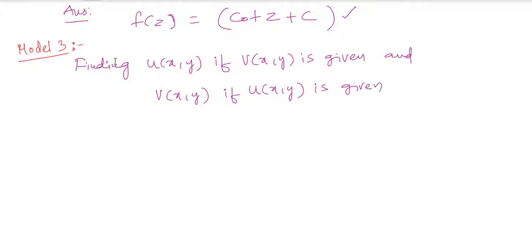This is the method. First, you calculate whether the given function f of z is analytic or not. Second model: if u of x comma y is given, then you calculate f of z in terms of z. But model 3 is, if u of x comma y is given, then you will calculate v of x comma y, or if v of x comma y is given, then you will calculate u of x comma y. In the given analytic function only, you will do it this way. Clear with my point?